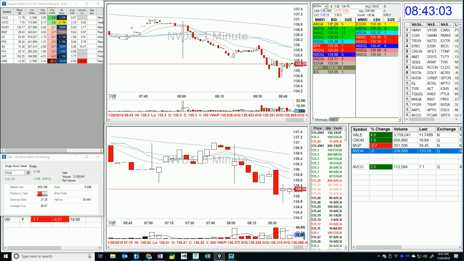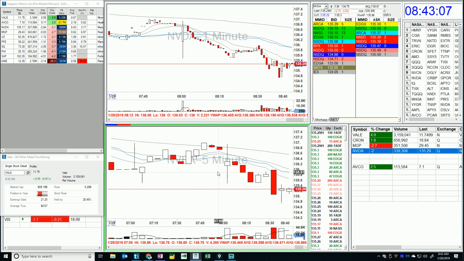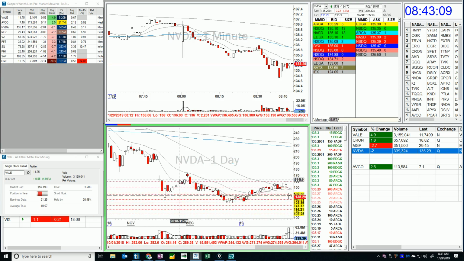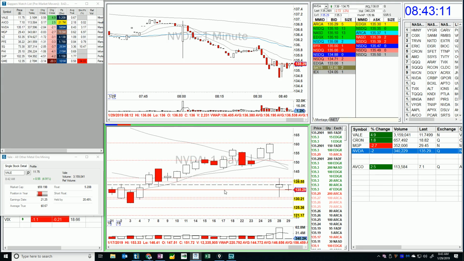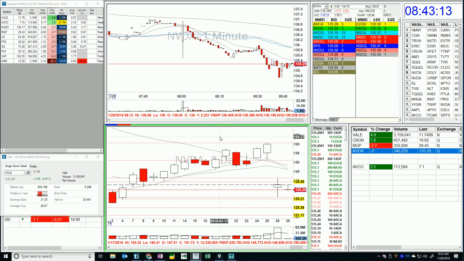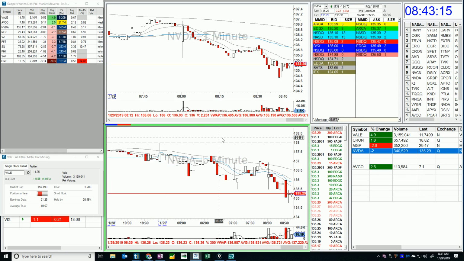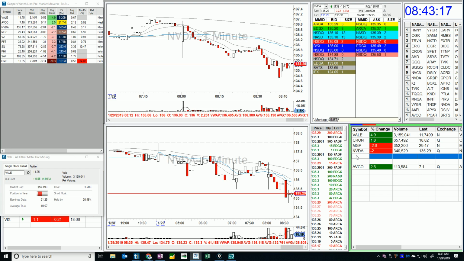So Nvidia, it is 340,000 shares traded so far, down 2%. Pre-market action looks okay. Let's see what the daily chart is showing. Yeah, so let's see if we can test the lows of yesterday again here. So yeah, Nvidia will definitely be in play. We'll keep it on here.